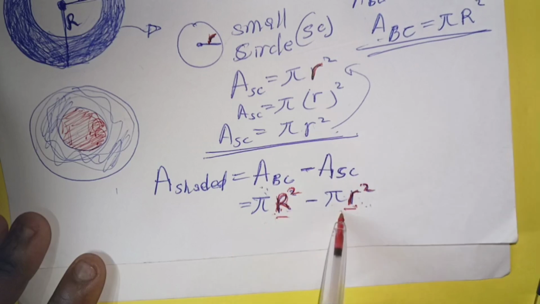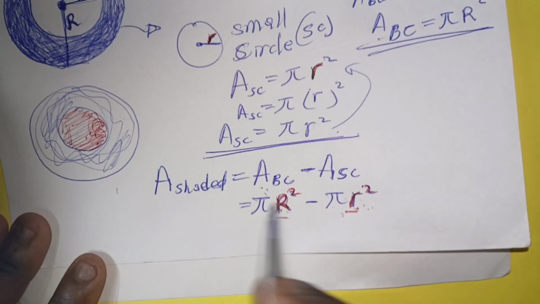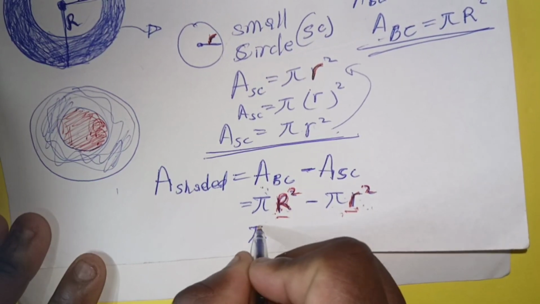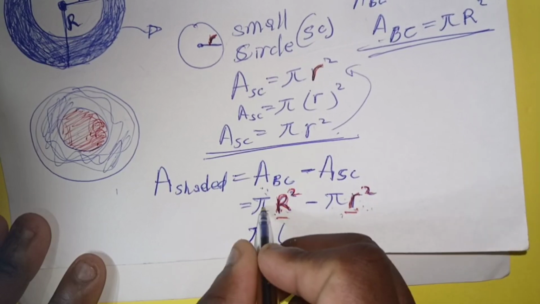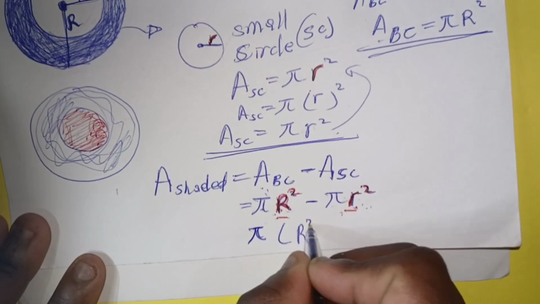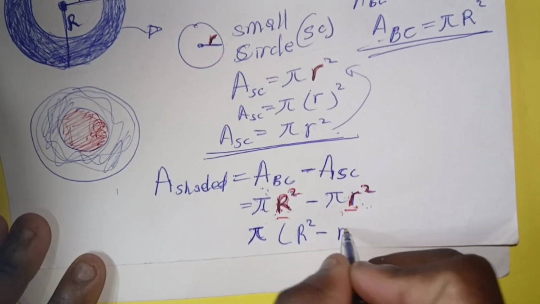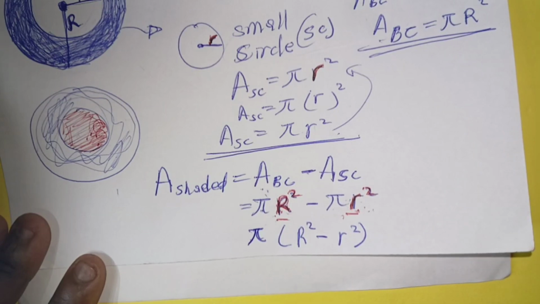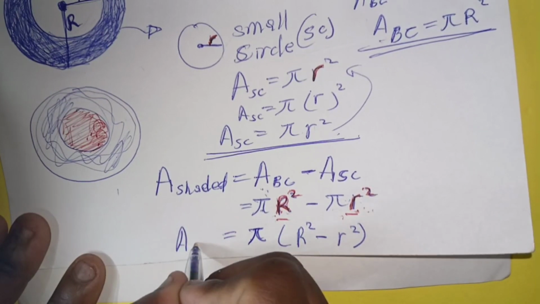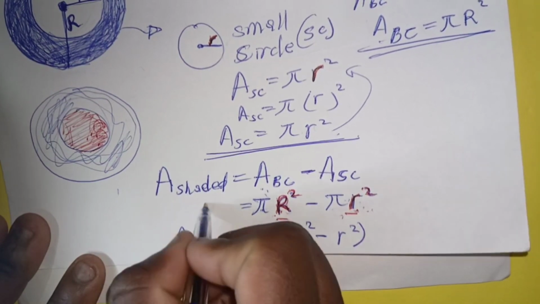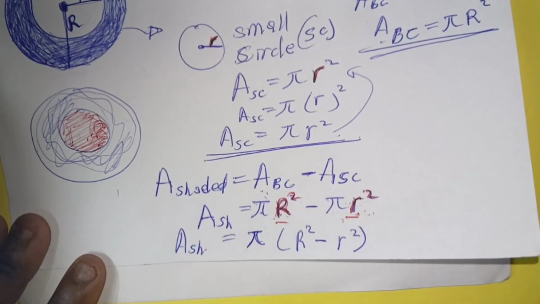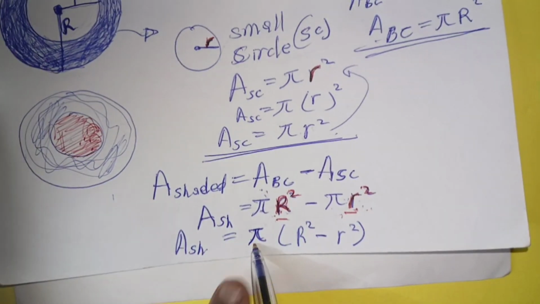But here you can take the common factor. What is the common factor there? It's only pi. If I divide there, I will only be left with big R squared, and if I divide there, I will only be left with small r squared here, which is the area of the shaded part. Here I just take the common factor.